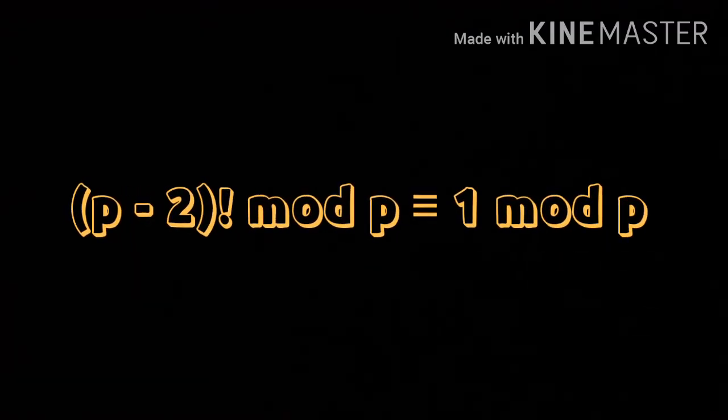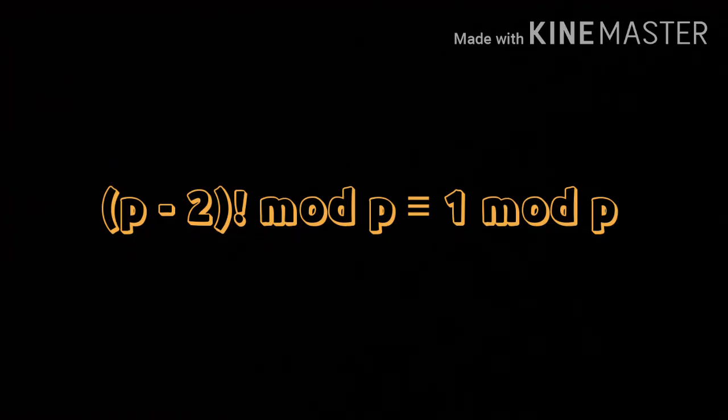Therefore, we conclude that our formula is correct: if p is a prime number, then (p minus 2) factorial mod p is congruent to 1, which is the remainder mod p, the given prime number.